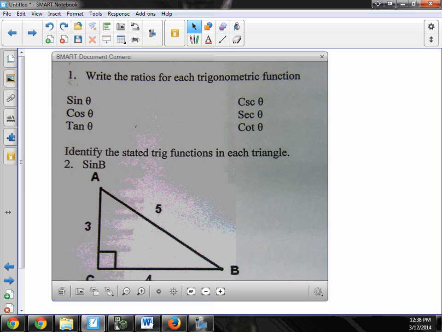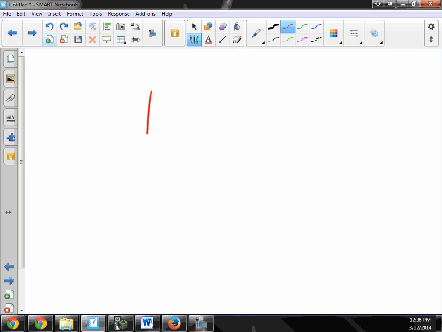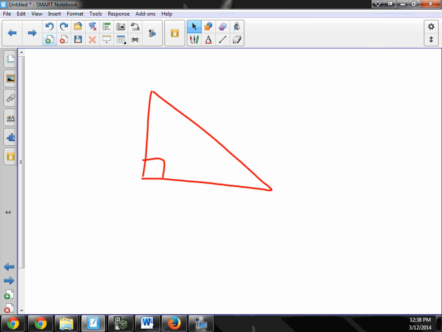So if I have a right triangle, and then I have to pick what is called a reference angle. And the reference angle cannot be the right angle. Let's see why in a second. So I'll pick this as my reference angle, and I call it theta. Anyone ever heard of theta before?